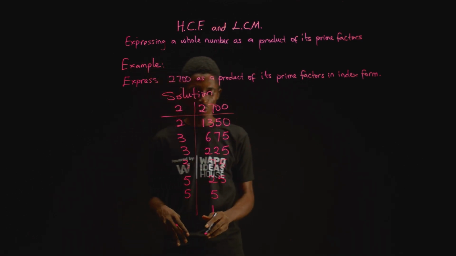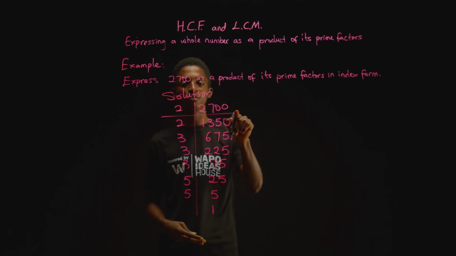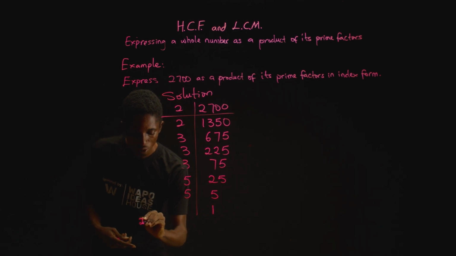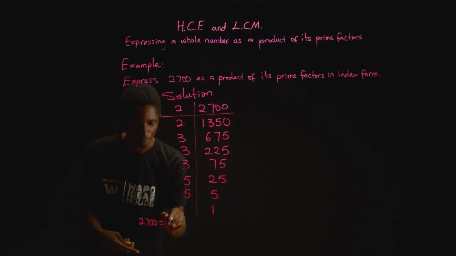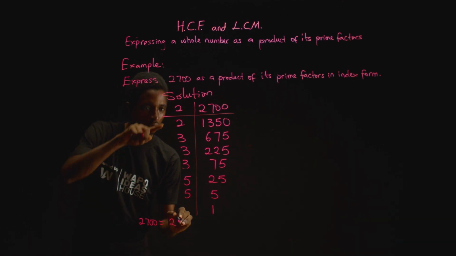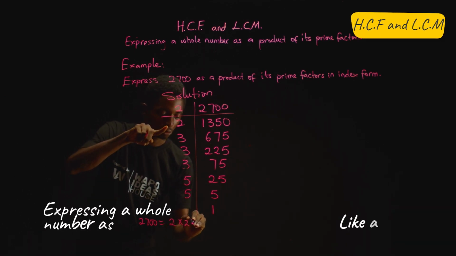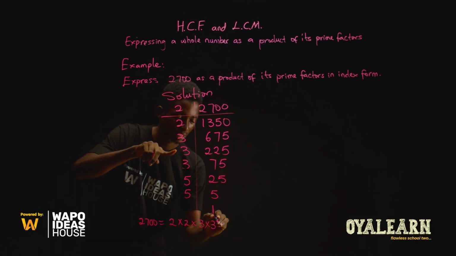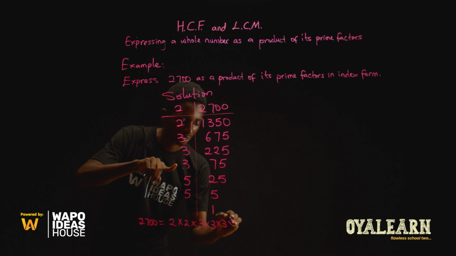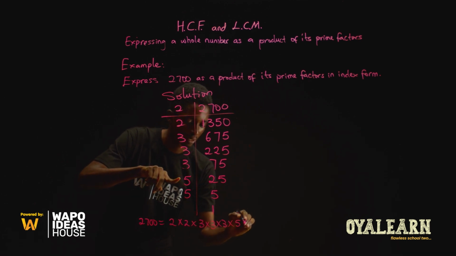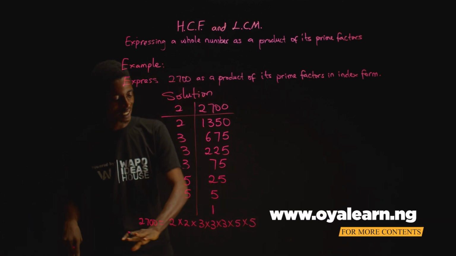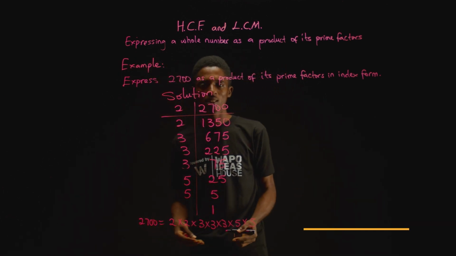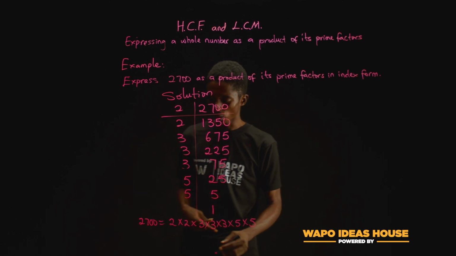So now that we have arrived at 1, we can then write 2700 as a product of its prime numbers. That is, 2700 becomes 2 times 2 times 3 times 3 times 3 times 5 times 5. Now this is how we write 2700 as a product of its prime factors. But to put this in index form, we do it like this.